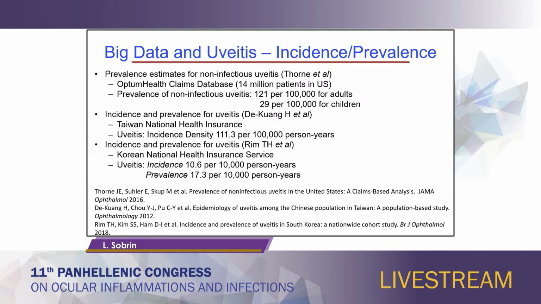Similarly, in Korea, they also have a national healthcare system that includes over 55 million Korean citizens. And there, they have been able to estimate both incidence and prevalence of uveitis, which they've calculated at 10.6 per 10,000 person years for incidence and 17.3 per 10,000 person years for prevalence.